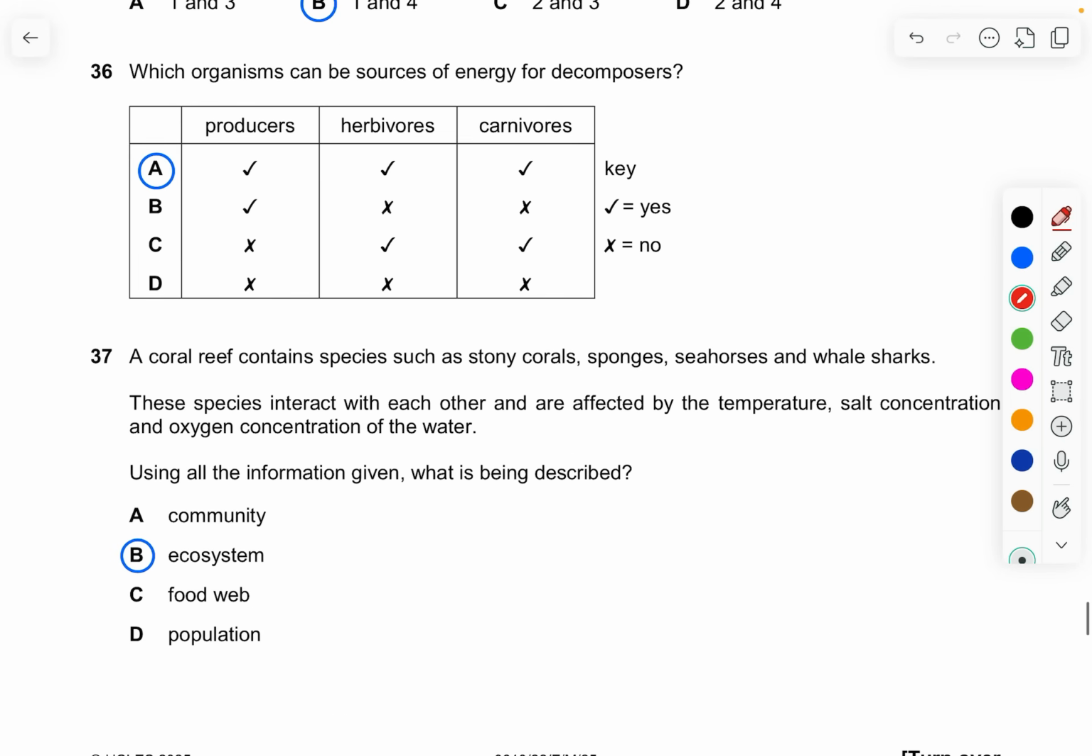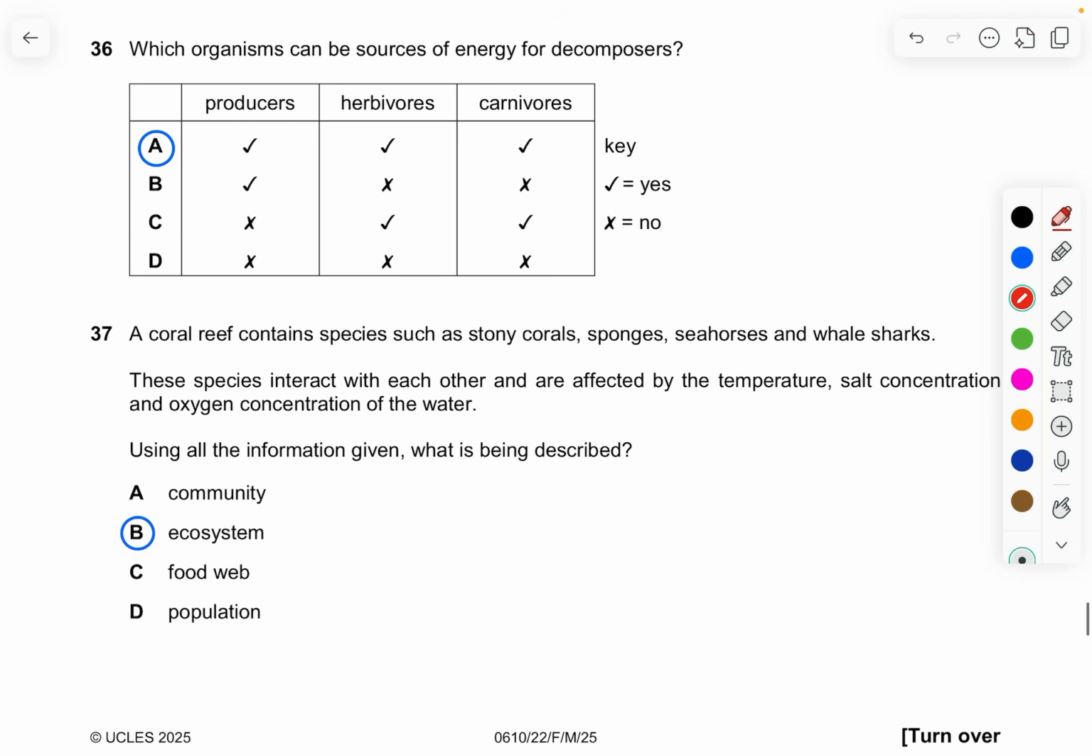Alright. Question 37. A coral reef contains species such as stony corals, sponges, seahorses, and whale sharks. These species interact with each other and are affected by the temperature, salt concentration, and oxygen concentration of the water. Using all the information given, what is being described? So you can see species being interacted, and affected by temperature, so external factors are being played, and you can see there's a lot of creatures here.